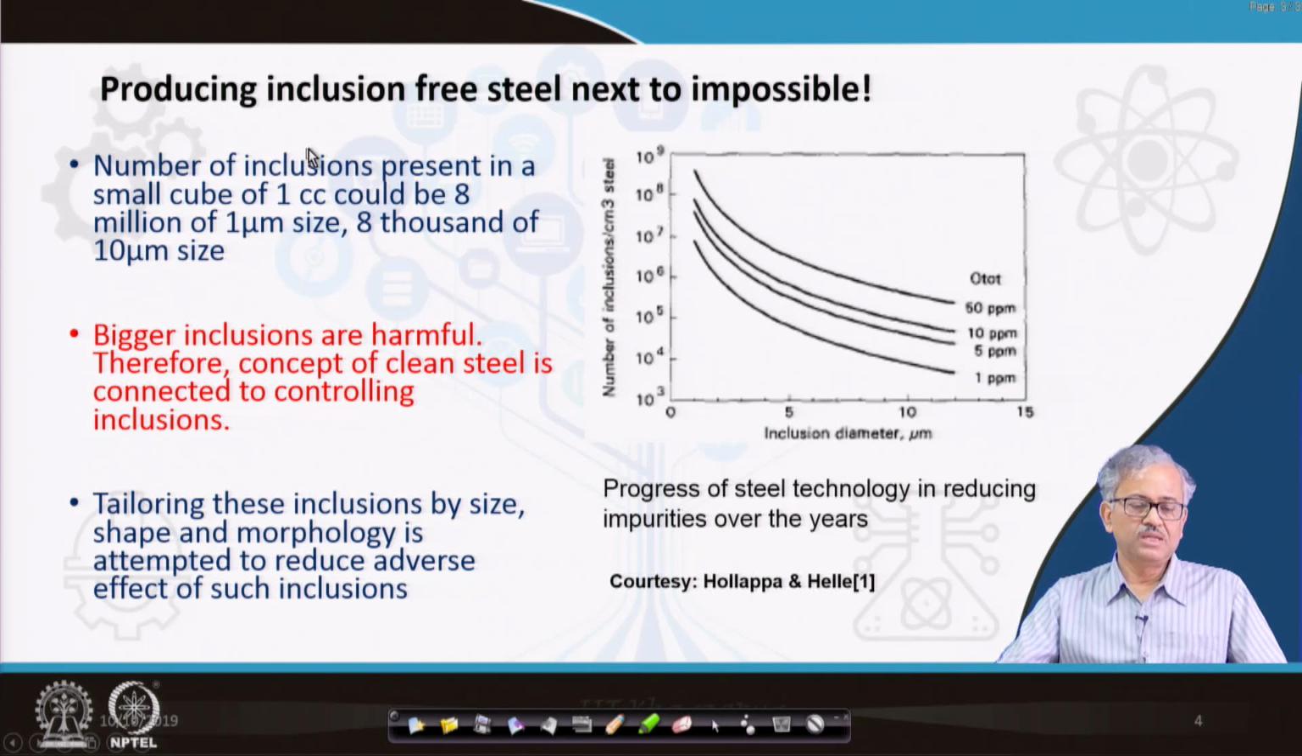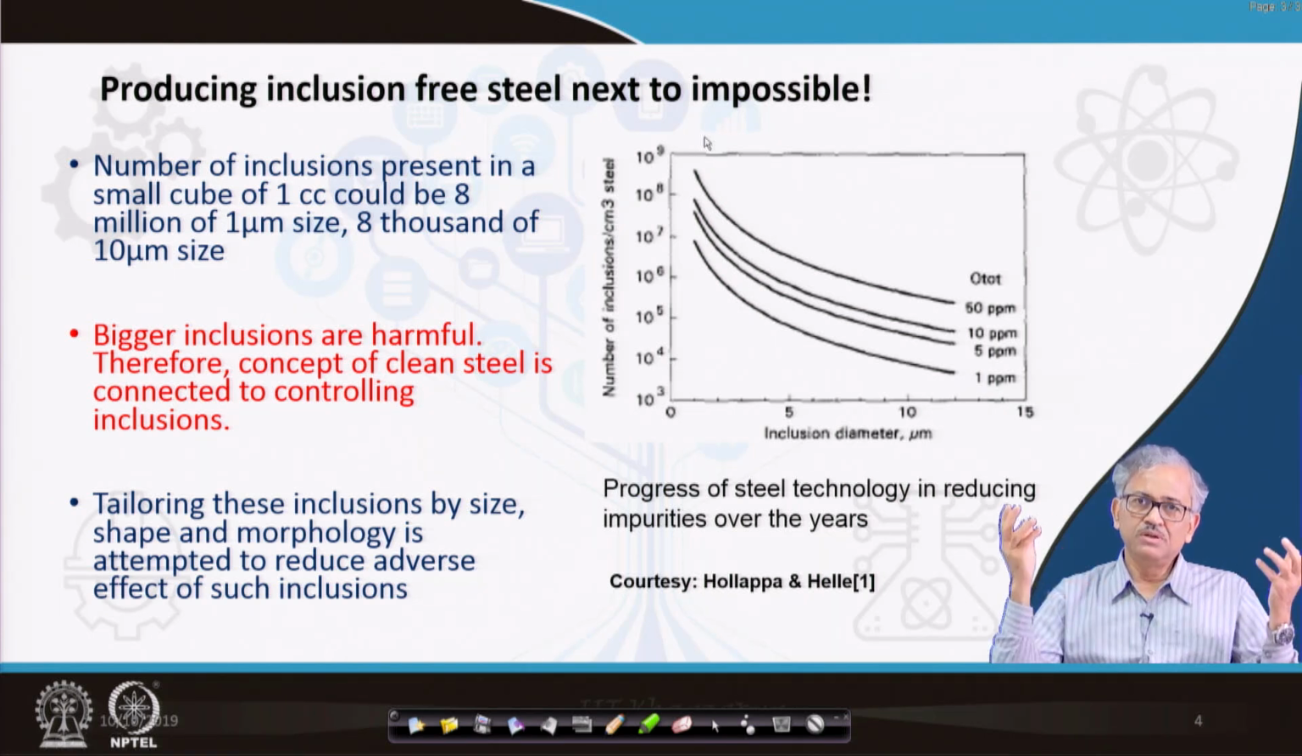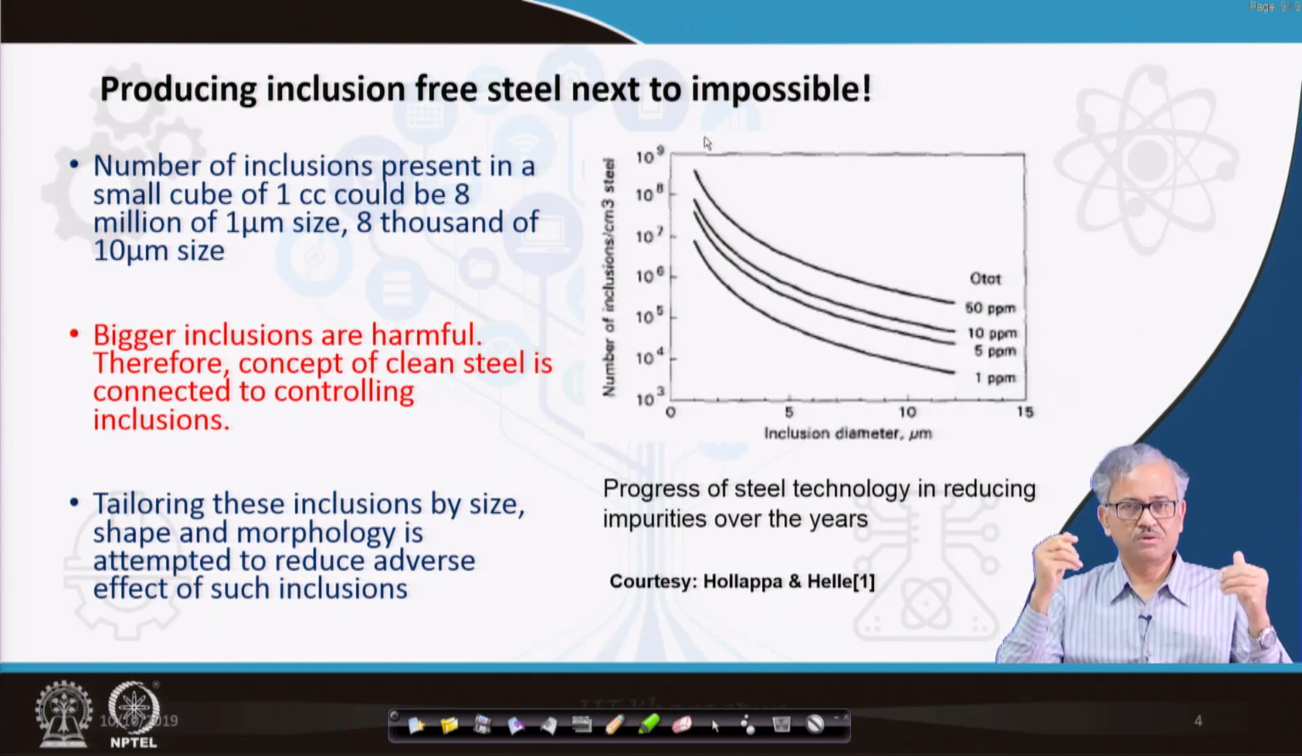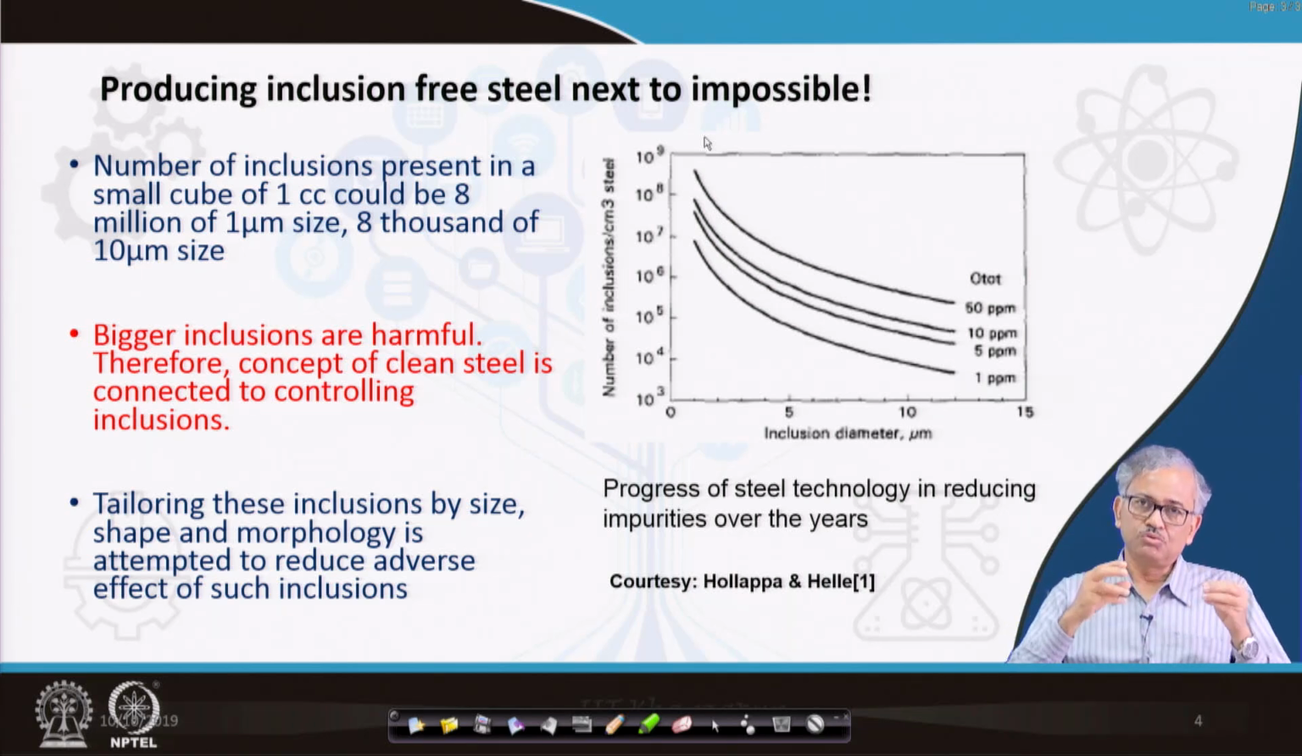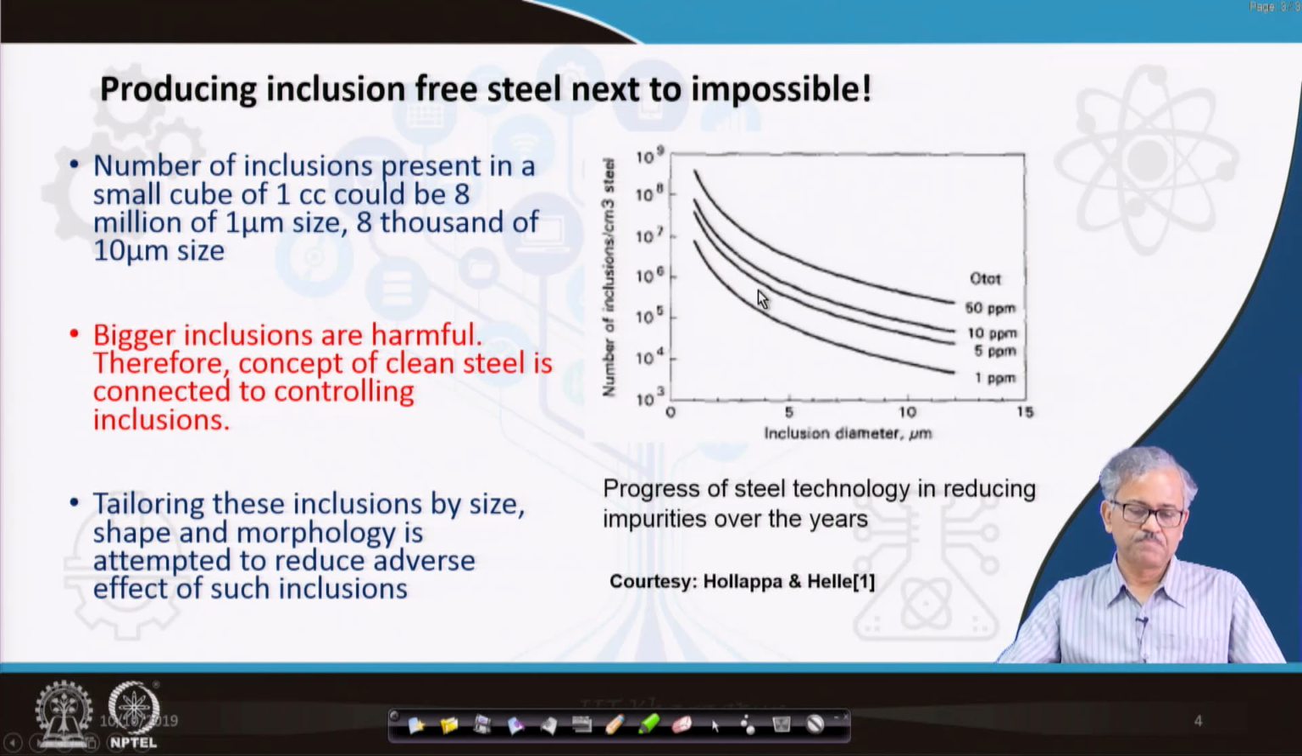Okay, so what I am telling you is that producing inclusion-free steel is not possible. We have to live with inclusions. There are millions of tiny inclusions, very tiny. Those are not very harmful, but above 10 micrometers, they are harmful. So we need to modify their size, shape, distribution and composition, such that they do not have much deleterious effect during downstream operation, as well as in their future life in service.